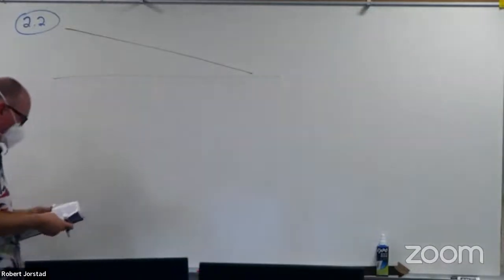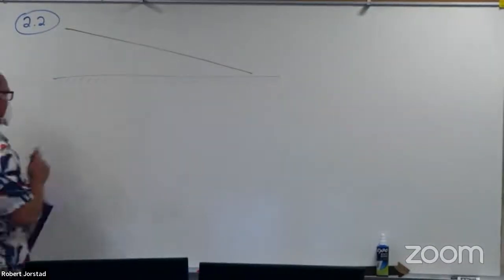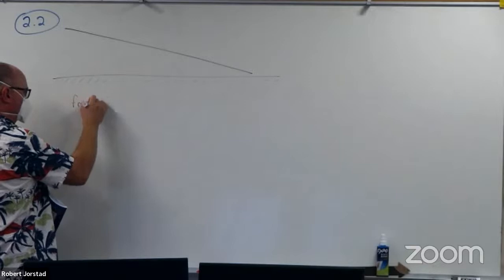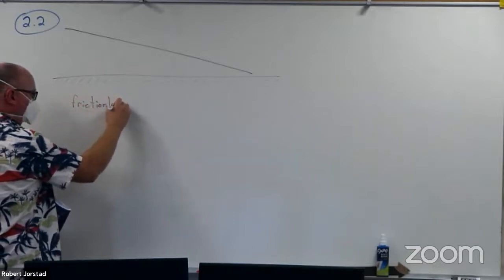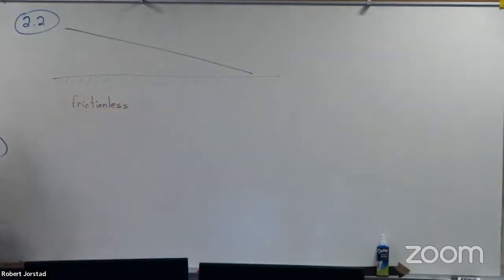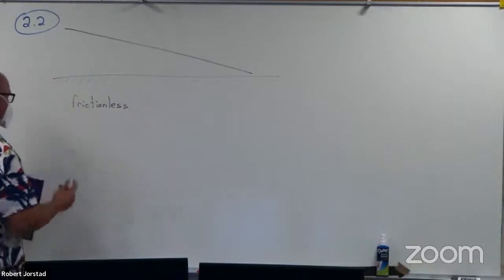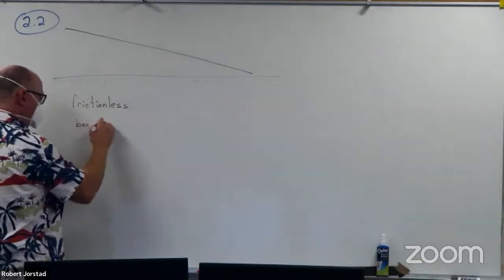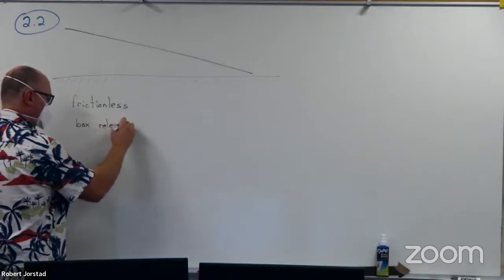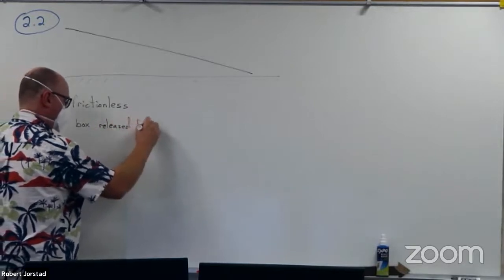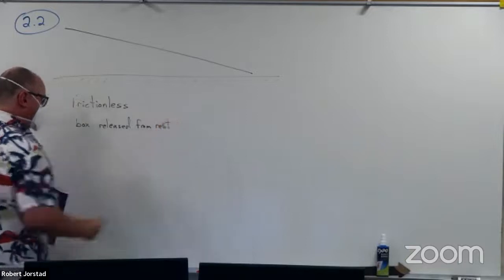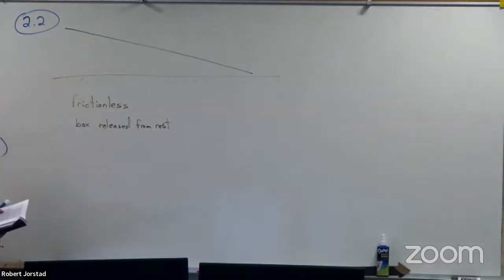I'm reading the question. There's a frictionless ramp. I'm going to write down that word frictionless just because that might help me remember. If there's something important in the problem statement that you don't want to have to remember all the time, write it down. The box is released from rest. That's an assumption or a known, however you want to say that.